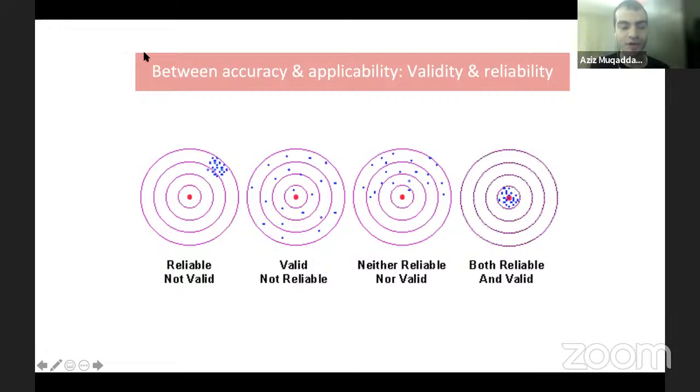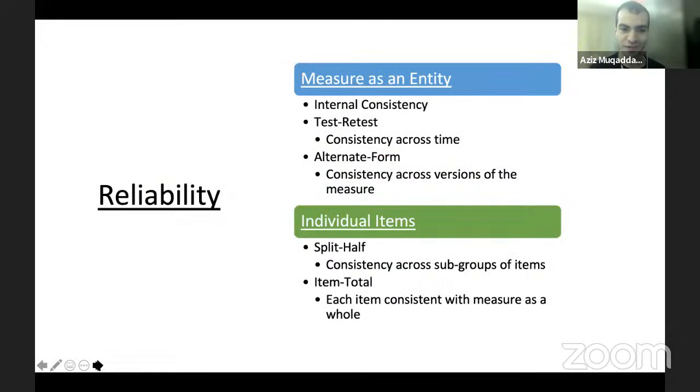Not reliable and not valid, that's just the arbitrary thing. So that's the broken scale. If you're asking arbitrary questions, that's not reliable and not valid. Both reliable and valid: you're getting consistent results, and you're talking about the things we're supposed to measure, right? And we're going to show more examples, which would make things clear.